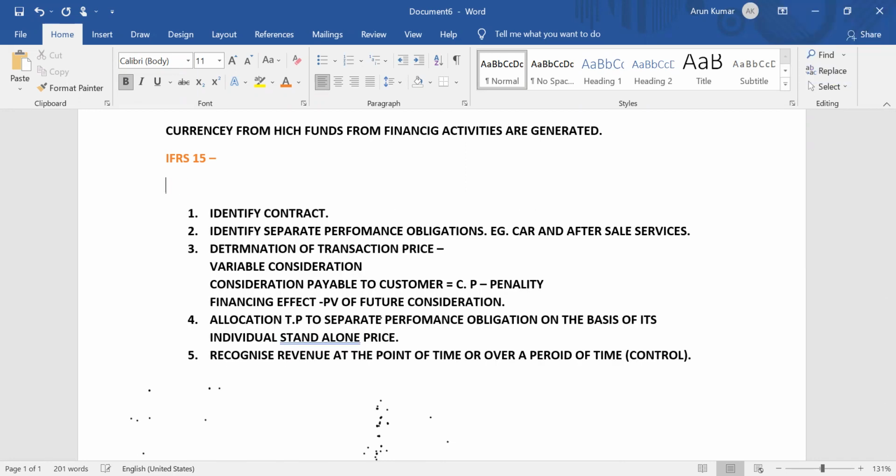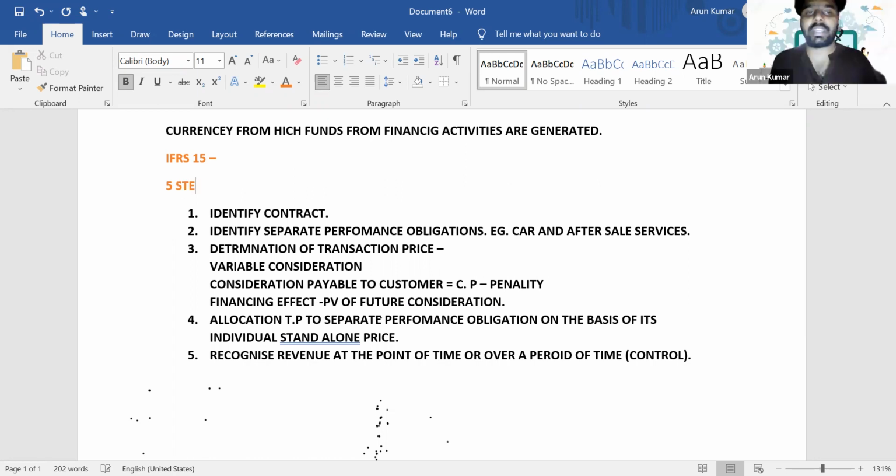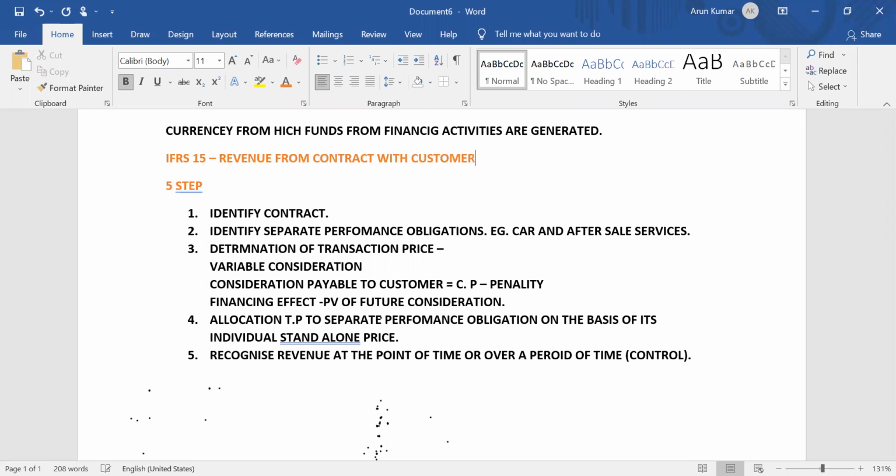So we used to have another standard, that is IAS 18, and IAS 11 for accounting for construction contracts. Now we have merged them into IFRS 15, which is revenue from contract with customers. Are you getting it?